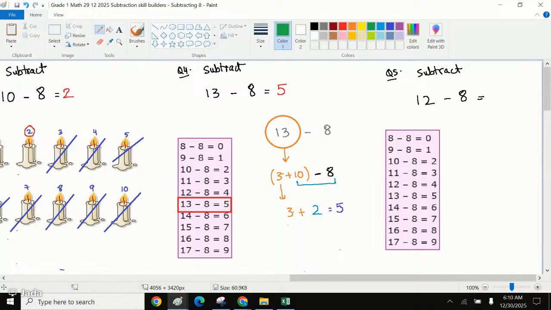10 plus 2, 12 minus 8. From this grid, we can see that 12 minus 8 was equal to 4, right? So we can say that 12 minus 8 is equal to 4. Yes, thank you for your answer. Okay, thank you so much. Okay, we move on to the next question.